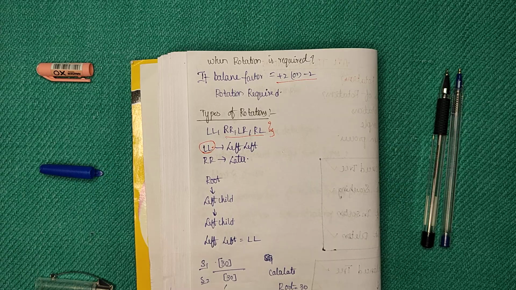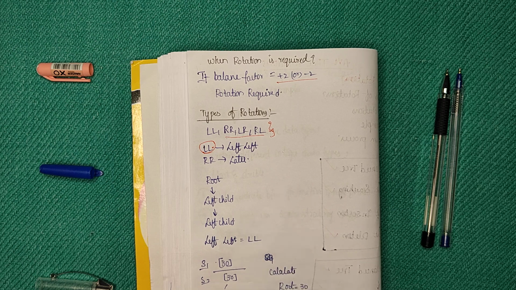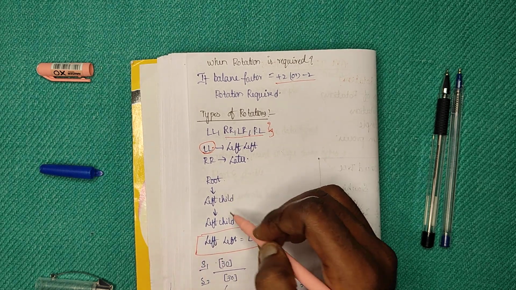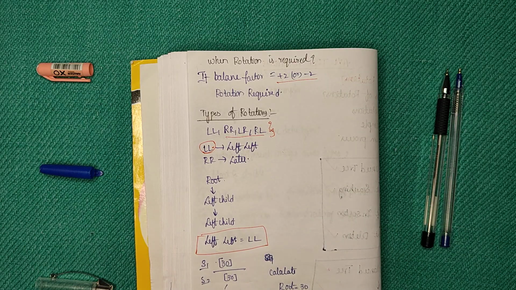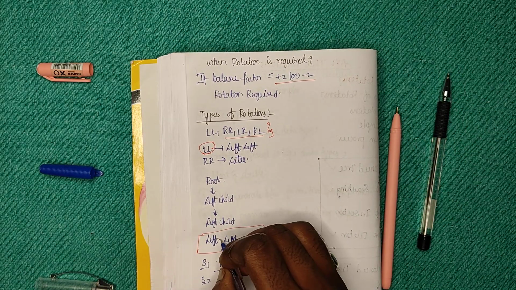So what does LL mean? LL is nothing but left left. LL means the imbalance occurred because we inserted a node into the left subtree of the left child. So root, left child, left child. That is, LL means left left.